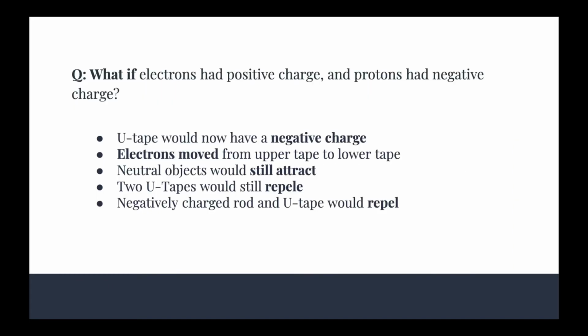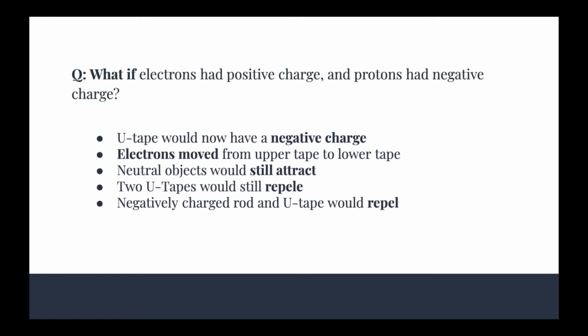In this experiment, the U-tape had an overall positive charge. But what if the U-tape had a negative charge? Well, if you think about it, the reason that the U-tape had a positive charge was because electrons were transferred from the top tape to the bottom tape. But if electrons had an overall positive charge instead of a negative charge, then the U-tape would, as a result, have a negative charge. This would result in some variations in some of the observations we made.